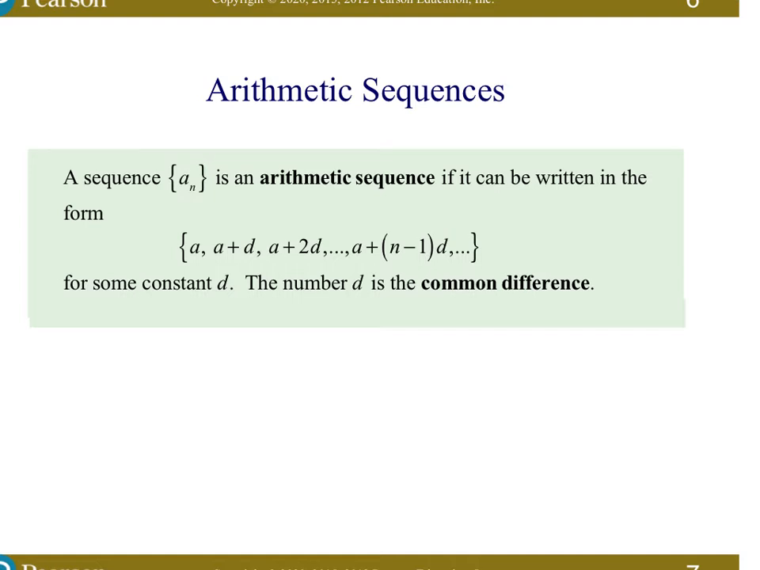An arithmetic sequence is based on addition, and the addition is based on the constant of d. So the first time, starting with the value of a, I add 1d, and then I add 2d, and then I add 3d, and then I'm going to add successive values of the common difference. So arithmetic sequences follow a pattern of addition.